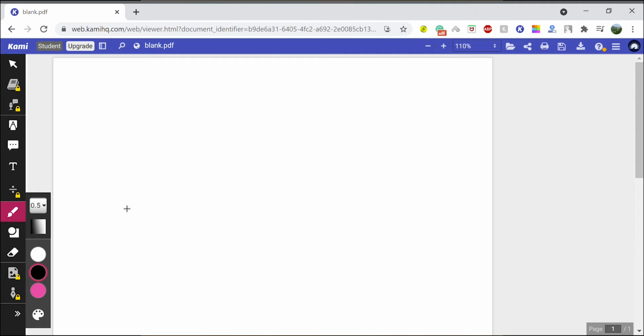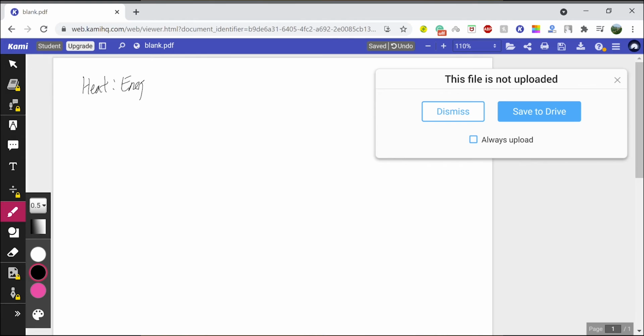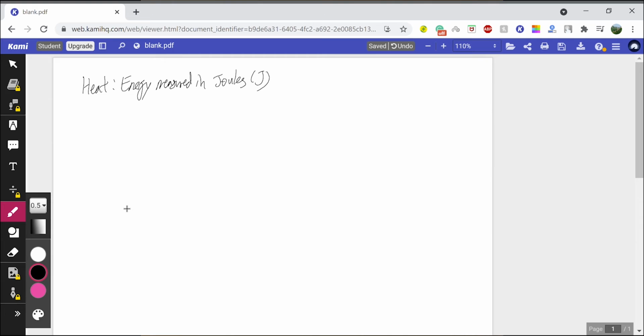Hi, in this unit we're going to be talking about thermochemistry. Let's do a quick review from what we learned a few units ago. First, we know that heat is energy measured in joules. And the temperature will be measured in Kelvin or degrees Celsius. And room temperature is 25 degrees Celsius. Room and standard temperature is all 25 degrees Celsius.